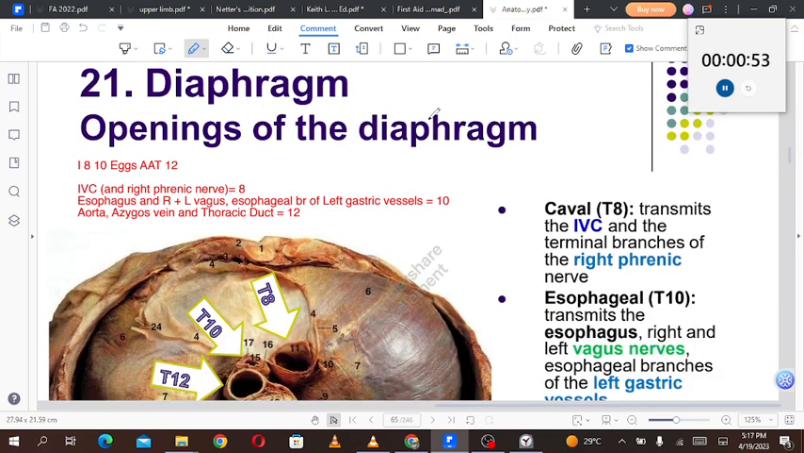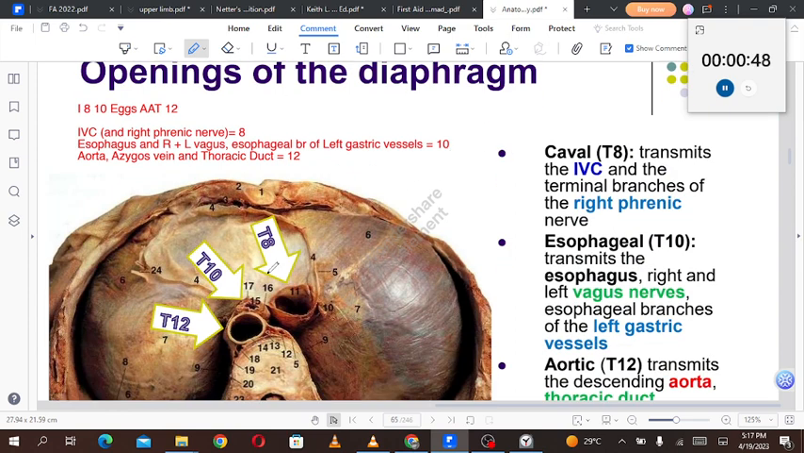Okay, so point number 21 is about the diaphragm and the openings of the diaphragm. There are 3 levels: T8, T10, and T12. So, "I ate 10 eggs at 12." This is a mnemonic from First Aid. The inferior vena cava and the right phrenic nerve are at the T8 level. At T10 there are the esophagus and the right and left vagus nerves.